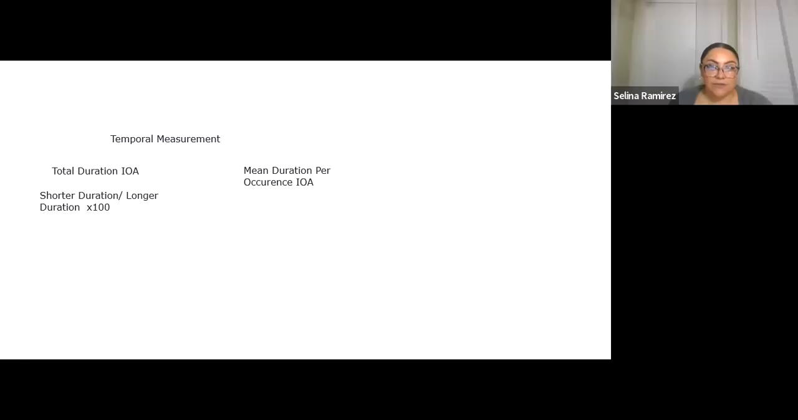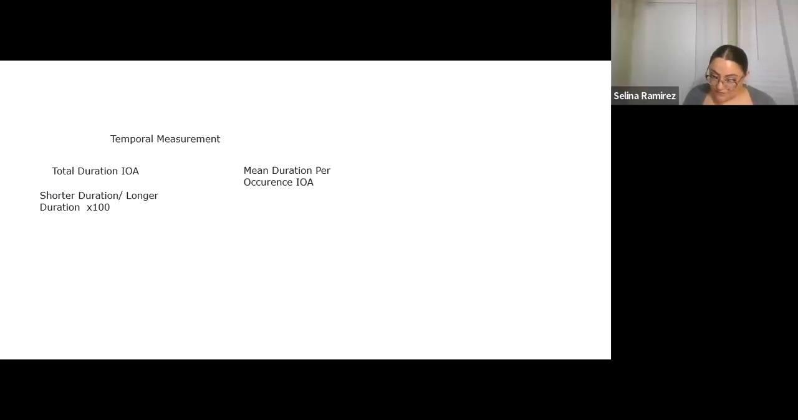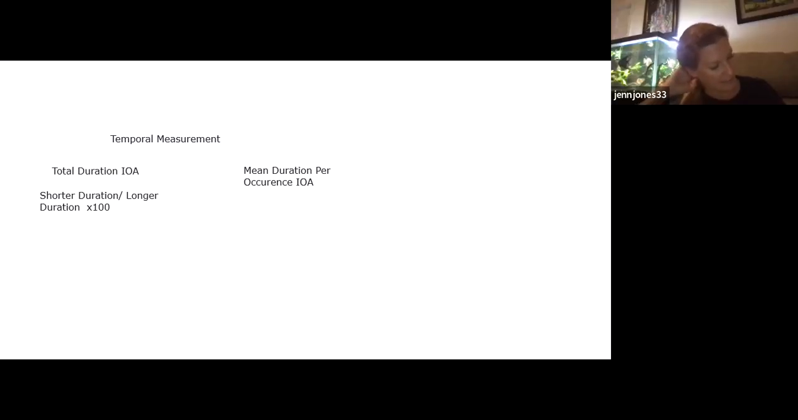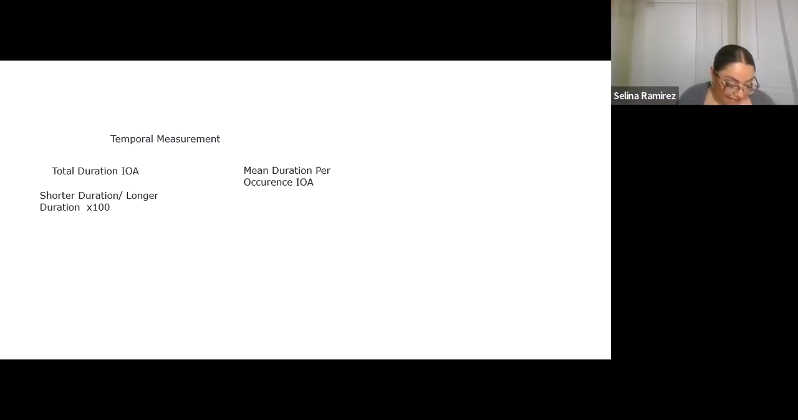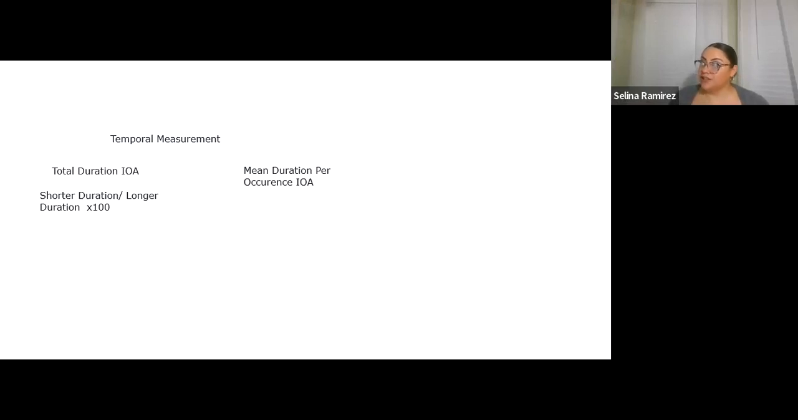Okay. And so for the formula for mean duration per occurrence, I get it. It's on page 114, IOA for data obtained by timing. And then it has total duration and mean duration. So next to it, you can write temporal measurement.